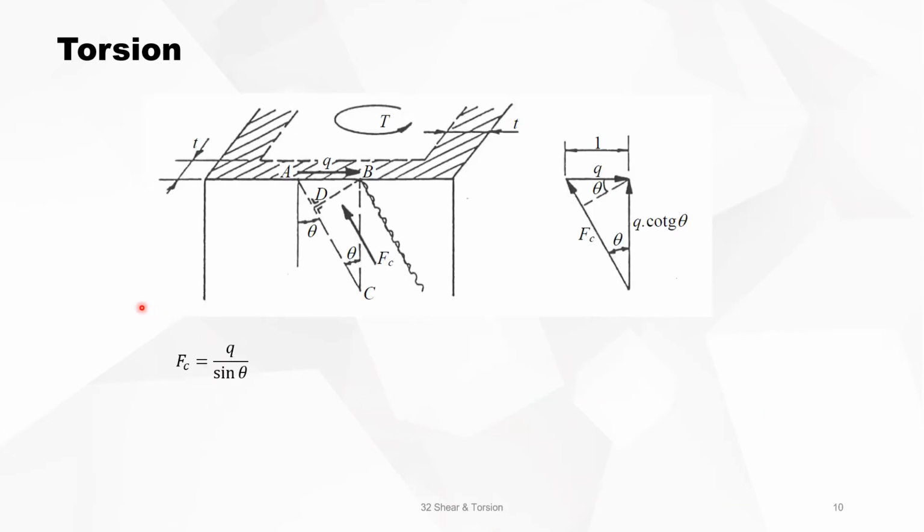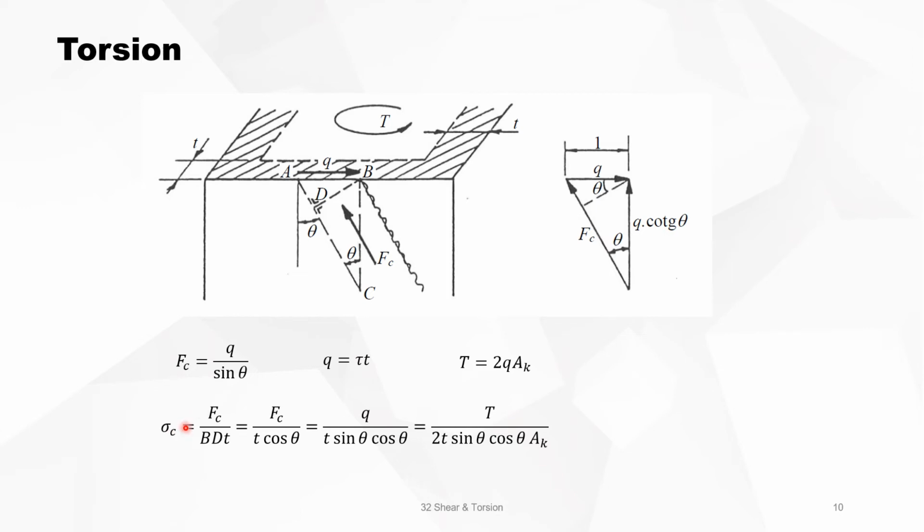If you look now at the compression stress due to torsion, then we see that the compression stress is the shear flow divided by the sine of theta, with theta the angle of the shear stress. q we know is tau times t, and t is 2qAk, and then we can calculate the concrete compression stress, which is the total compression force divided by the cross area. And if you work this out, then you will see that we obtain this formula.